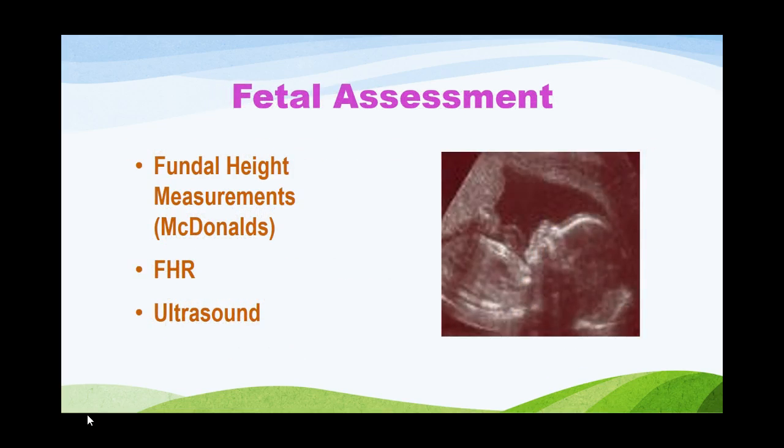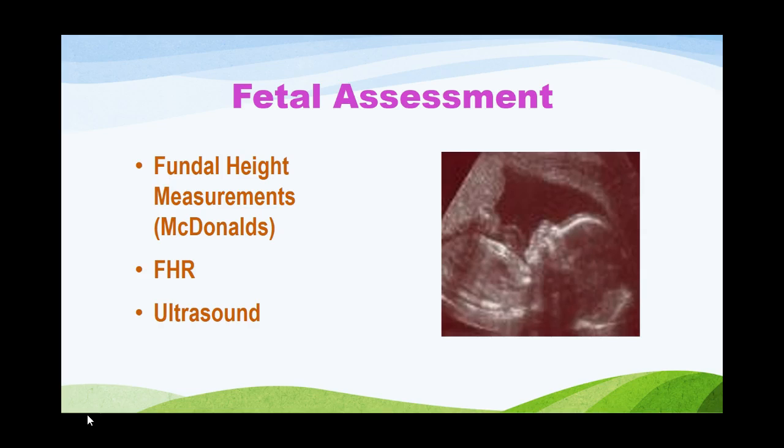So for the fetal assessment, how do we accomplish this? Well, we do McDonald's measurements, fundal height measurements. That helps tell us approximately how well the baby is growing. We do fetal heart tones or fetal heart rate. And we can look at ultrasound results to determine if there are any physical or congenital anomalies, to see how well they are growing.